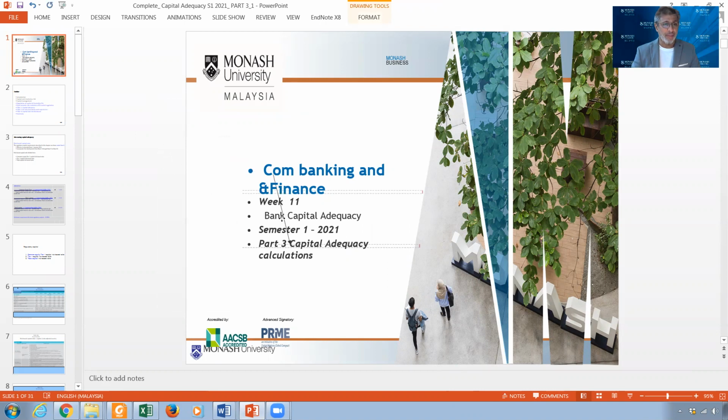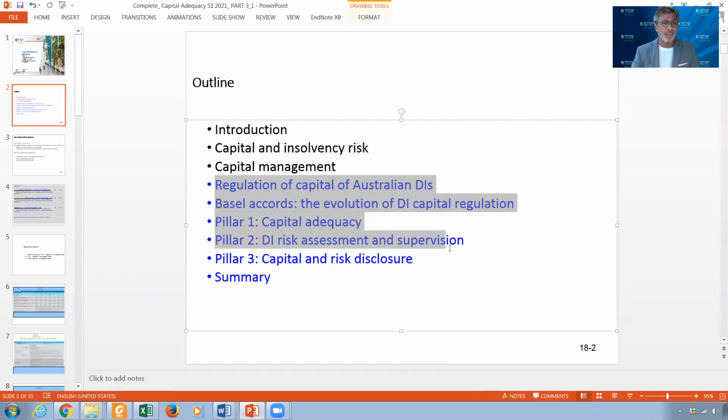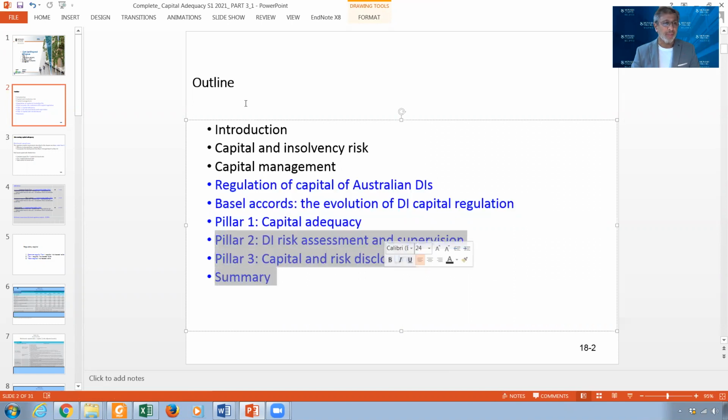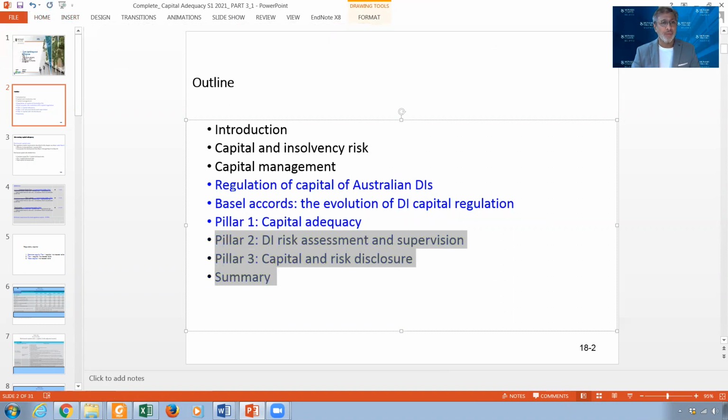actually, as I said, part 3, and we are concerned about the capital adequacy calculation, which means the ratio, the core capital adequacy ratio. We call it CAR. Now, this blue font is what we are going to talk about, the capital adequacy until this part. Pillar 2 and Pillar 3 we'll talk about in the 4th part, but our main concern is only this one, and it's a lot of work, actually.